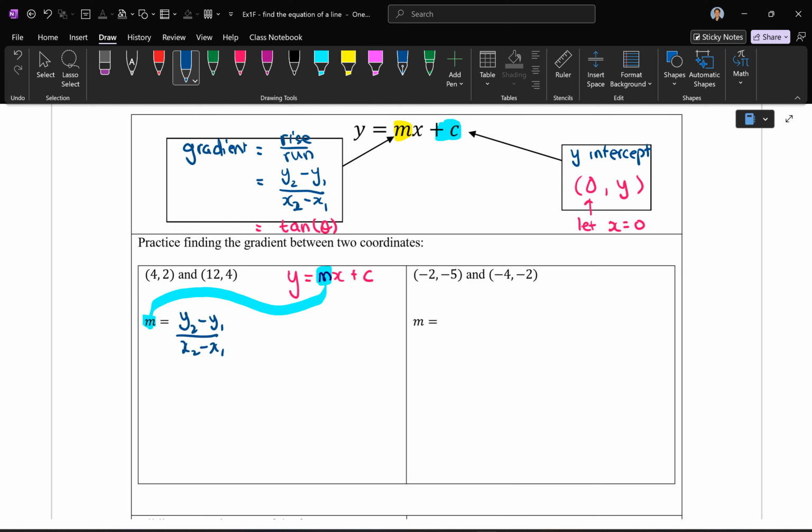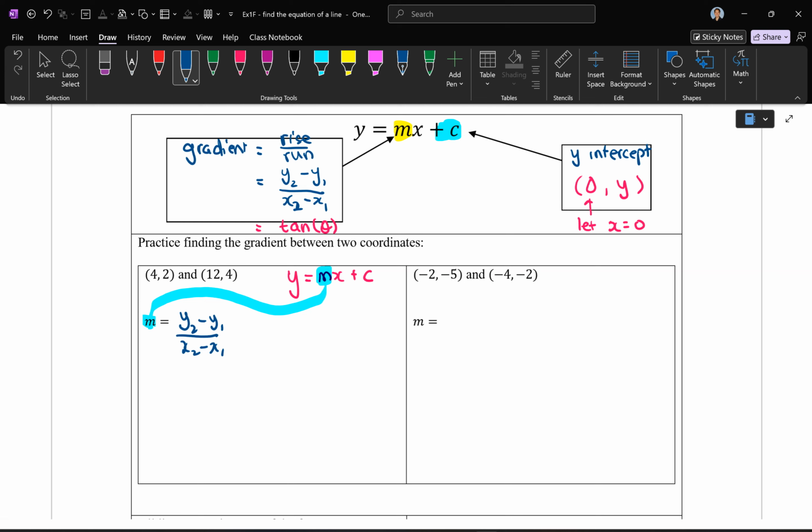So here you've got 2 points, and it doesn't matter which one is y1 and which one's y2. Because it's a ratio, the answer is going to come out the same. It doesn't matter which one you pick. So you can try it if you like. I usually just like to work from left to right.